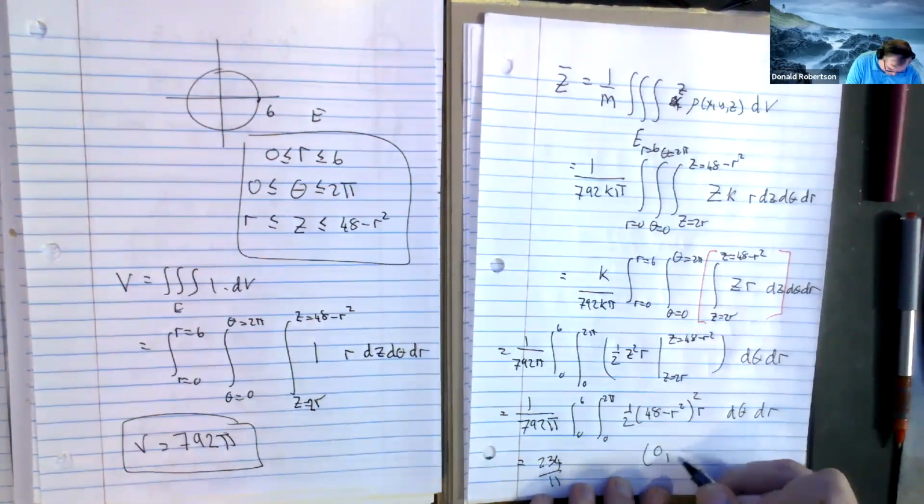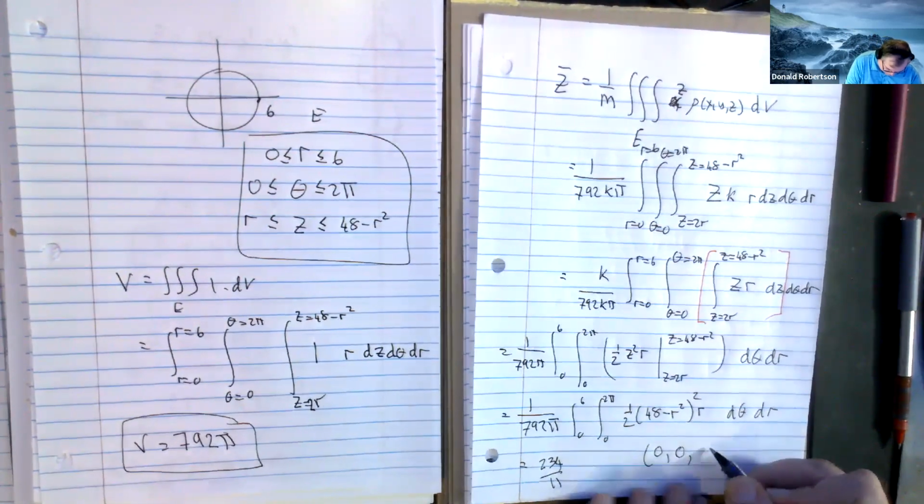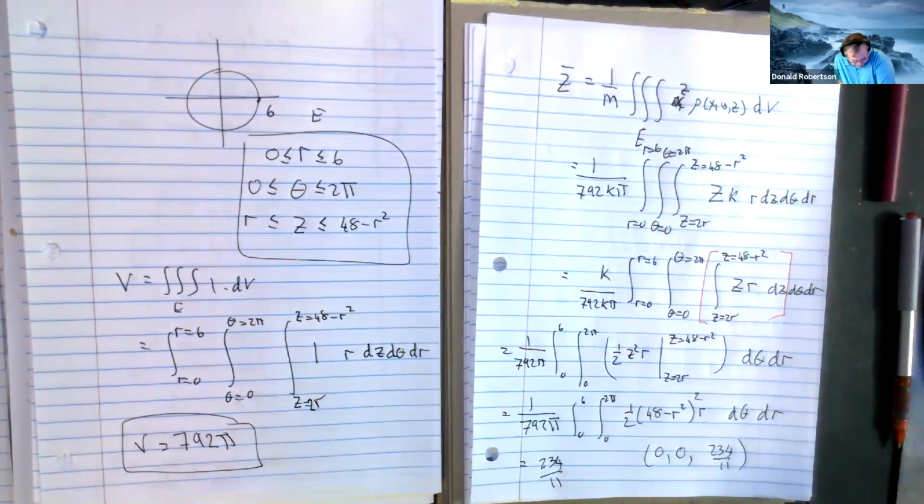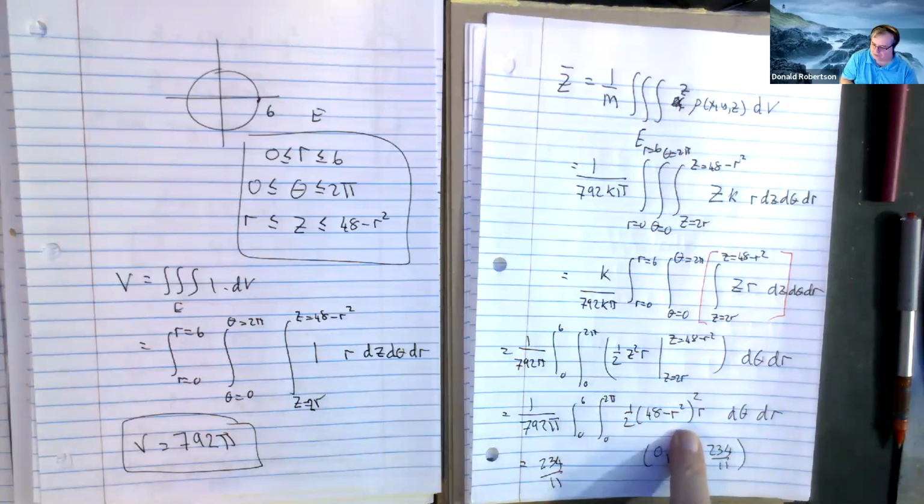So the center of mass would be 0, 0, 234/11ths. So what's that about? 11, 12, 30. It's just a little bit above 13 units. So you imagine that cone and you went 13 units above it. Unless I could figure out how tall the cone was, I could tell you, but at least I know it's 0, 0, about 13 and a bit.